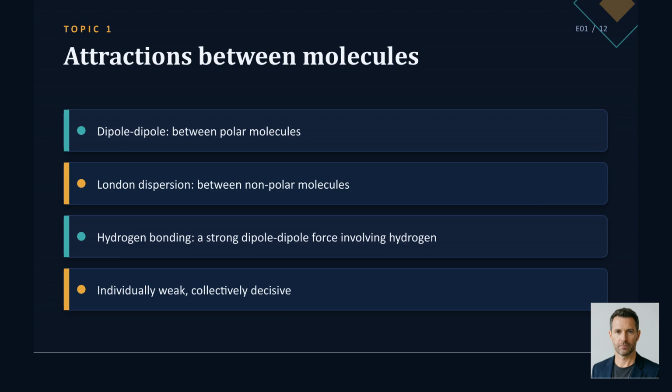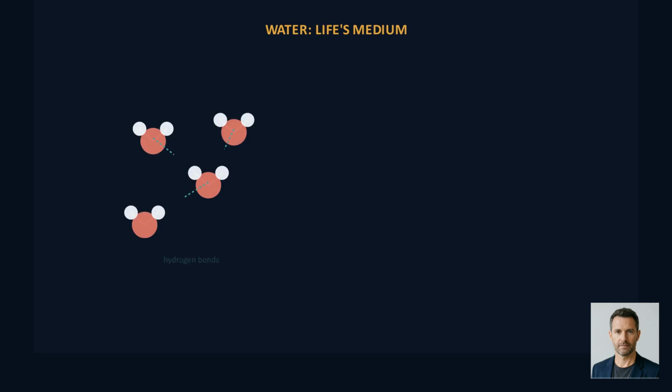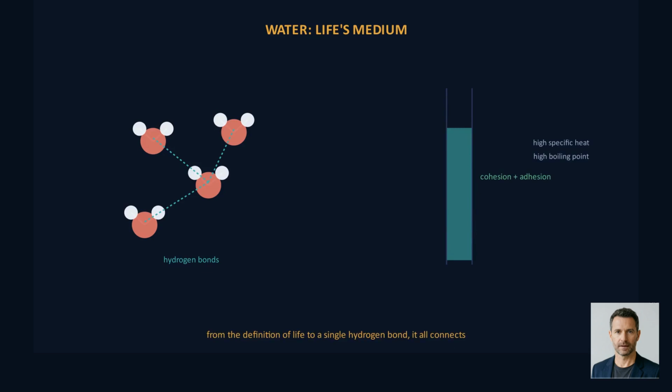Yet they play crucial roles in the structure and function of biological molecules, and they set the stage for the single most important molecule of all. That molecule is water. A water molecule can form hydrogen bonds with its neighbors, and from that one ability flows a suite of remarkable properties. Water has an unusually high specific heat and a high boiling point, both traced directly to that hydrogen bonding.